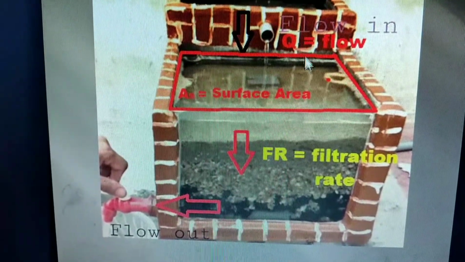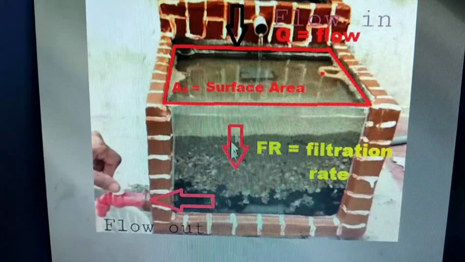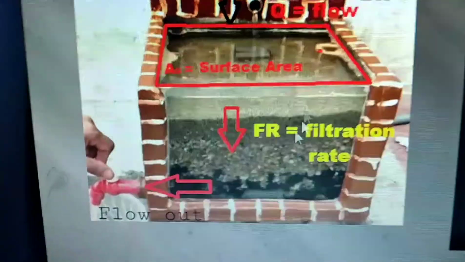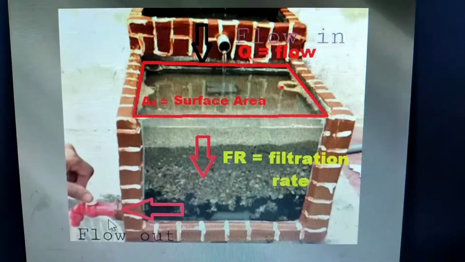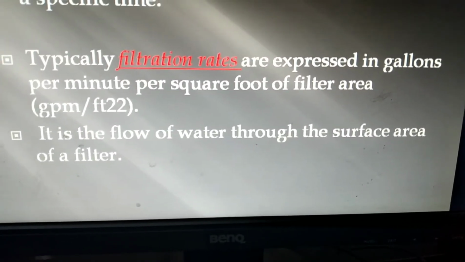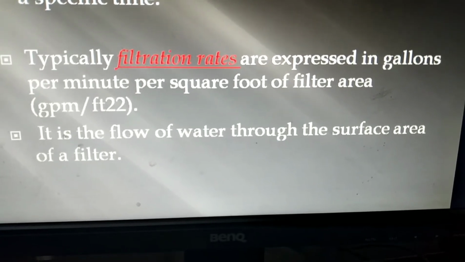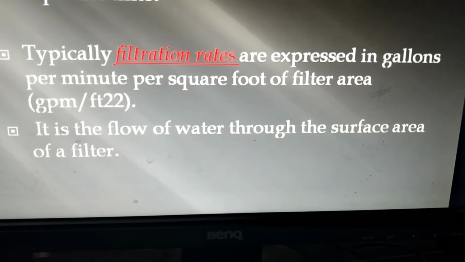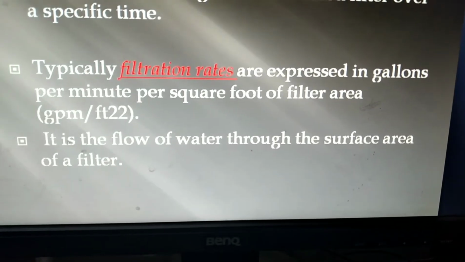This is the flow. This is the surface area. So in here it passes through. So we have the filtration rate and then we have the flow out. Typically, filtration rates are expressed in gallons per minute per square foot of filter area, GPM per square foot. It is the flow of water through the surface area of a filter.